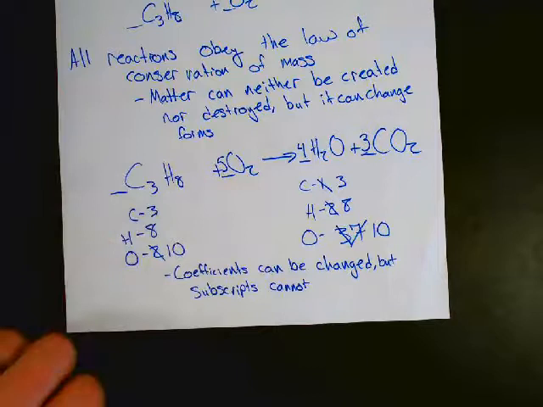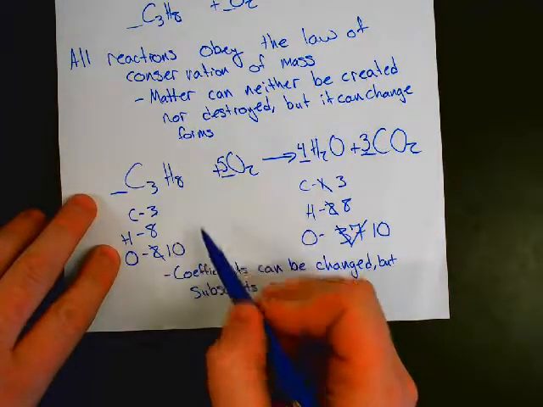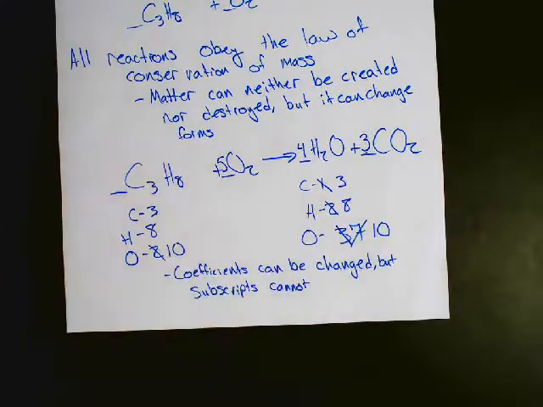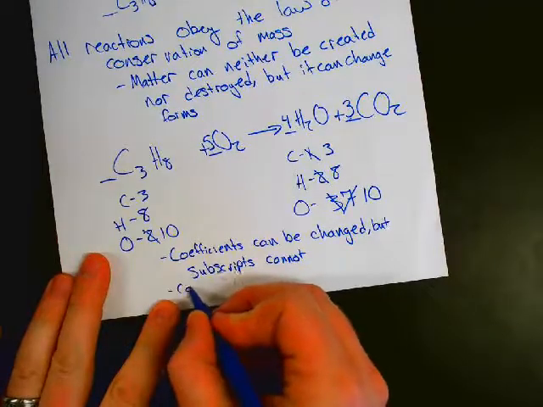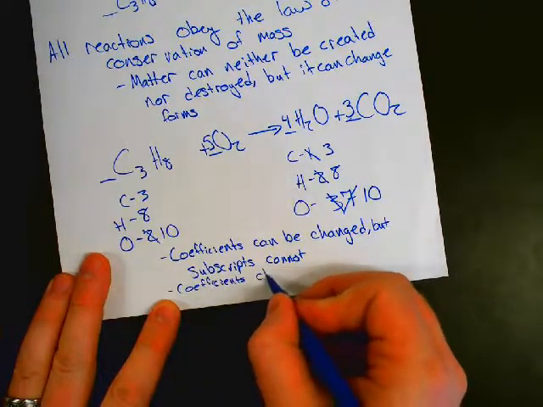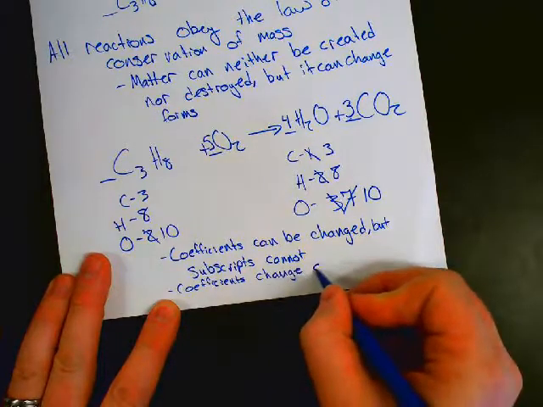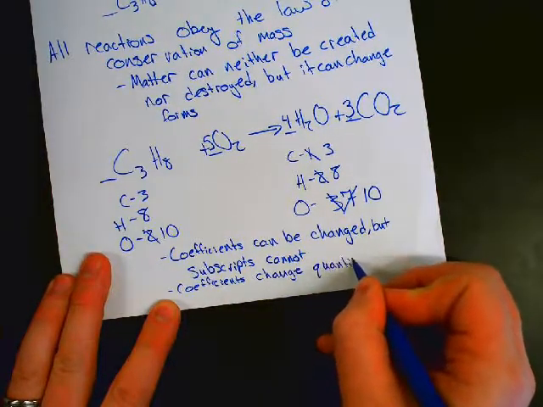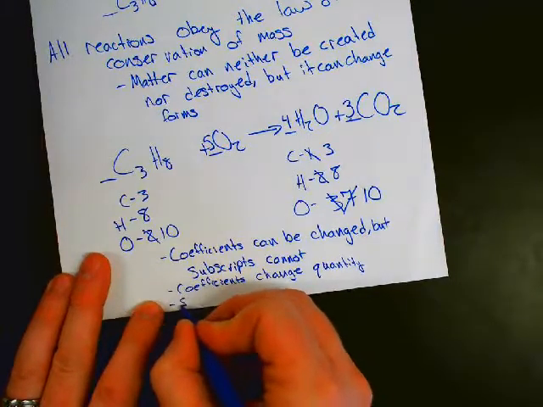So more specifically, it would change the substance we're working with. We can't change the subscripts because that's the identity of the substance. Coefficients change how much it is. Subscripts change the identity. So coefficients change quantity. Subscripts change identity.